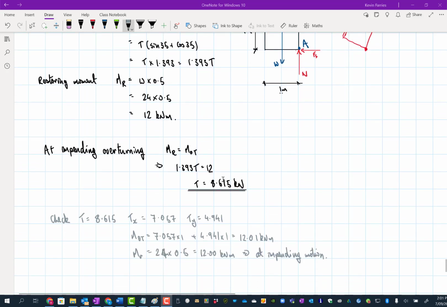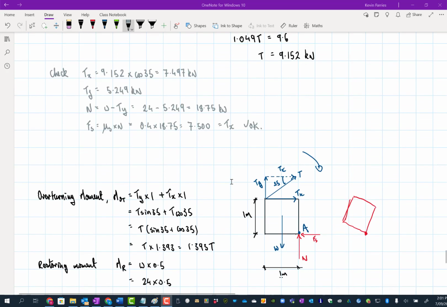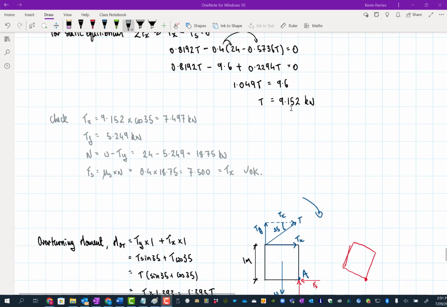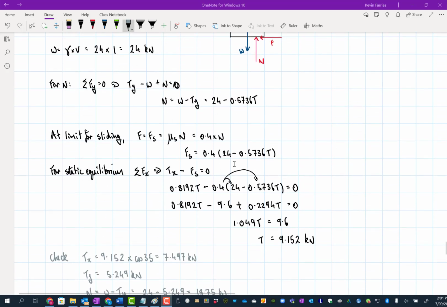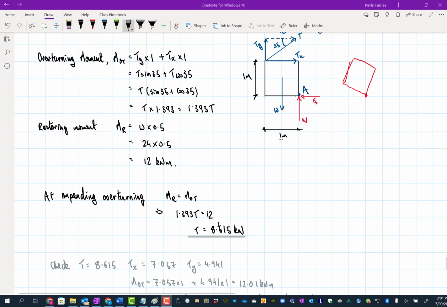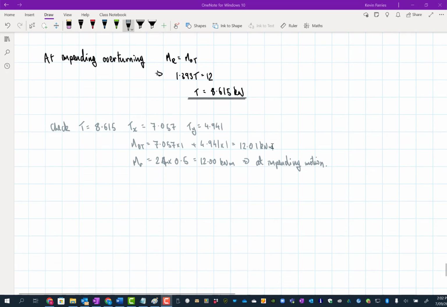Now, then you have to figure out which one would happen first. So the rotation would happen at 8.6 kilonewtons. The sliding would happen at 9.15 kilonewtons. So that's what we're figuring out up here. And so therefore the safe load is the lower of the two. And so it's going to be that 8.61 kilonewtons, and rotation is going to be critical.